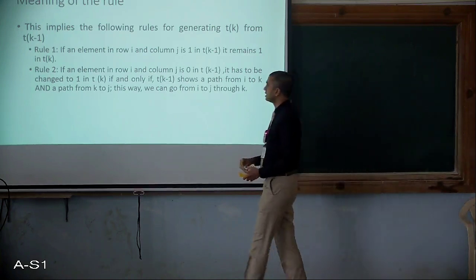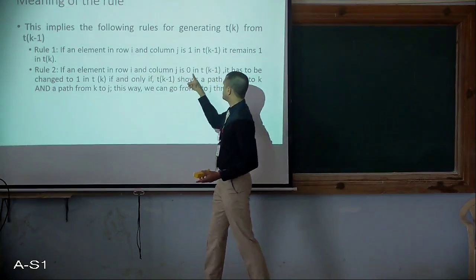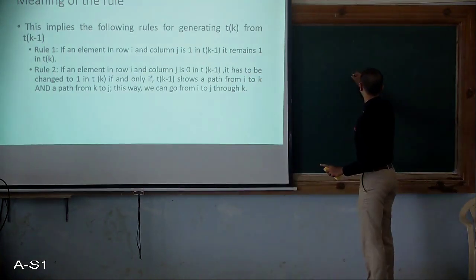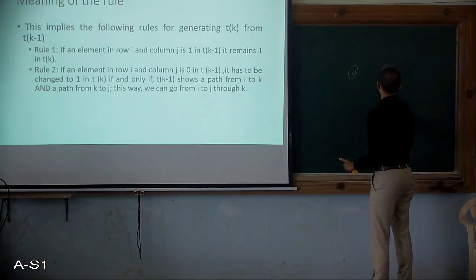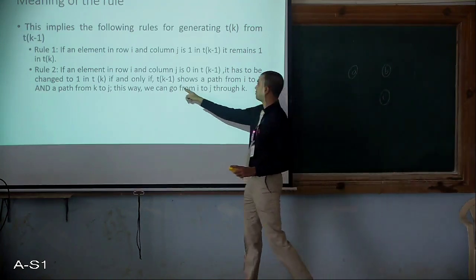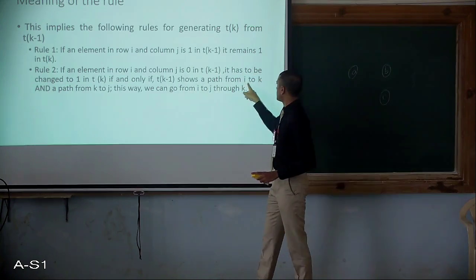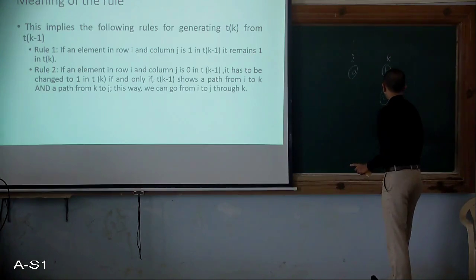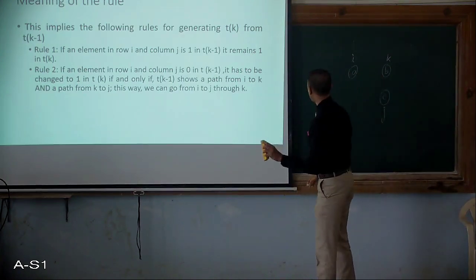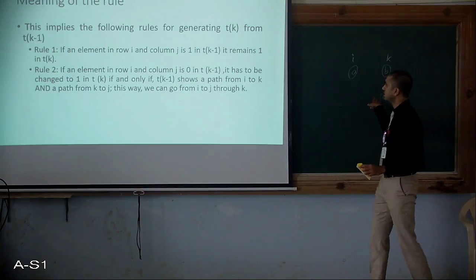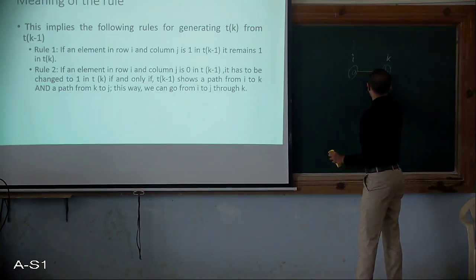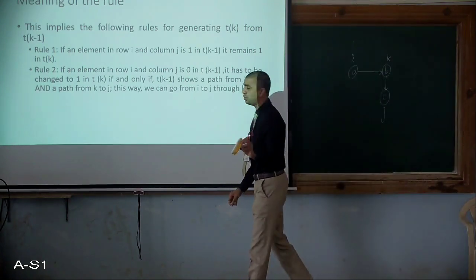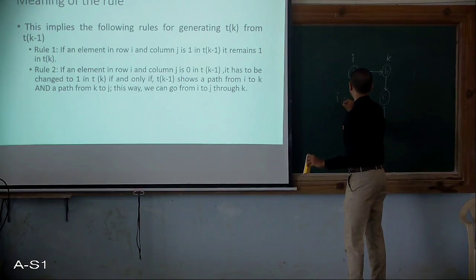The second rule says that if an element in the ith row and jth column is 0, it has to be changed to 1 if and only if T of k minus 1 shows a path from i to k. Now this is my i, this is k and this is j. If I want to have a path between i and j, then there has to be a path from i to k and k to j. Only if this is true, I can make i to j as 1.